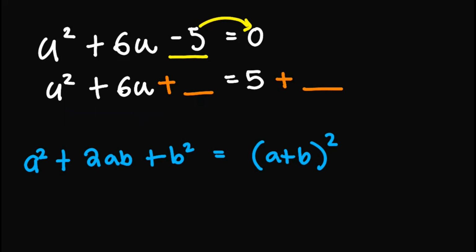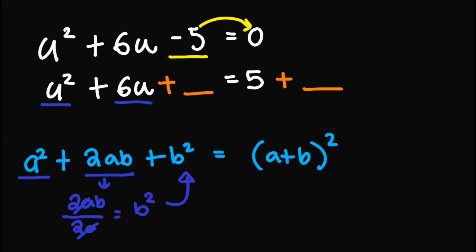To determine that term, let's observe this general case out here. So far, what we have is the first term and the second term. We know that this middle term is the second term since it contains the square root of the first term, which is u, and in this case a. So to get b squared, what we do in this middle term is, if we have 2ab, first we divide it by 2a. So cancel this one out, and to obtain b, we square it and obtain this. So just like that.